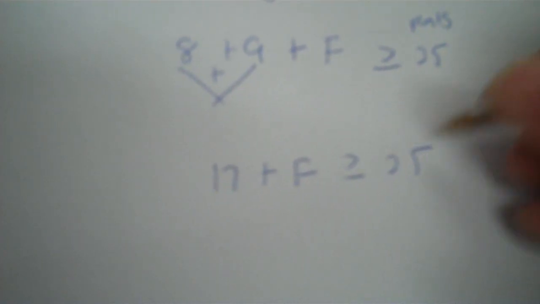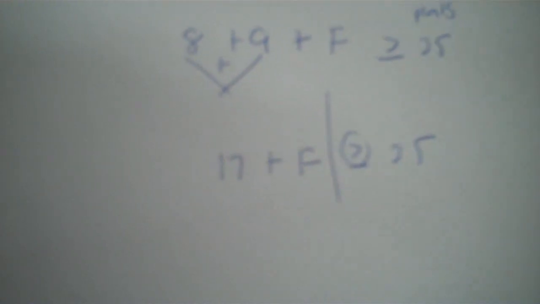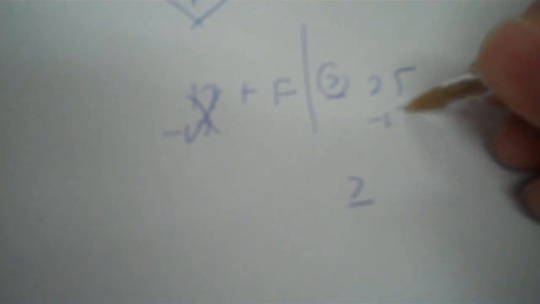So now you solve it. You want to combine the 8 and the 9. So that's 17 plus F greater than or equal to 25. Now you get the F by itself. You're going to minus 17, which doesn't change our sign. And that's 8. So F greater than or equal to 8.